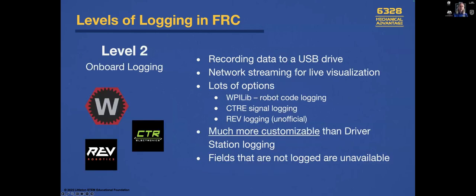The next step up is to do onboard logging, and this means recording data from the RoboRio to a USB drive. You can also do network streaming, so if you want to visualize data live, you can stream it from the robot in real time. There are now lots of different options for doing onboard logging in FRC. WPILib has built-in tools for logging data from your code, and both CTRE and Rev have options where you can log data directly from their devices. Take a look at that a little bit later.